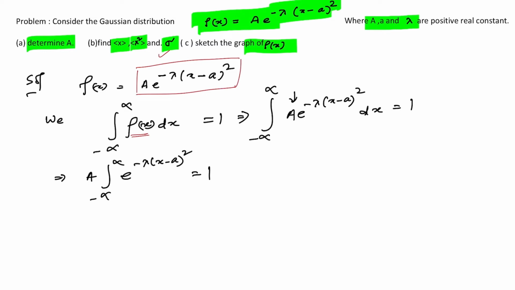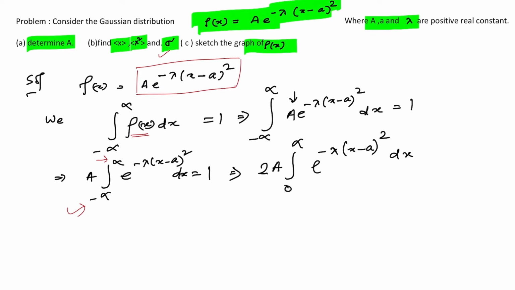Now here the interval is minus infinity to plus infinity, so we can make it 0 to infinity. To make it so, we have to multiply by 2, then it will become the integral from 0 to infinity of e to the power minus lambda times x minus a whole squared dx.